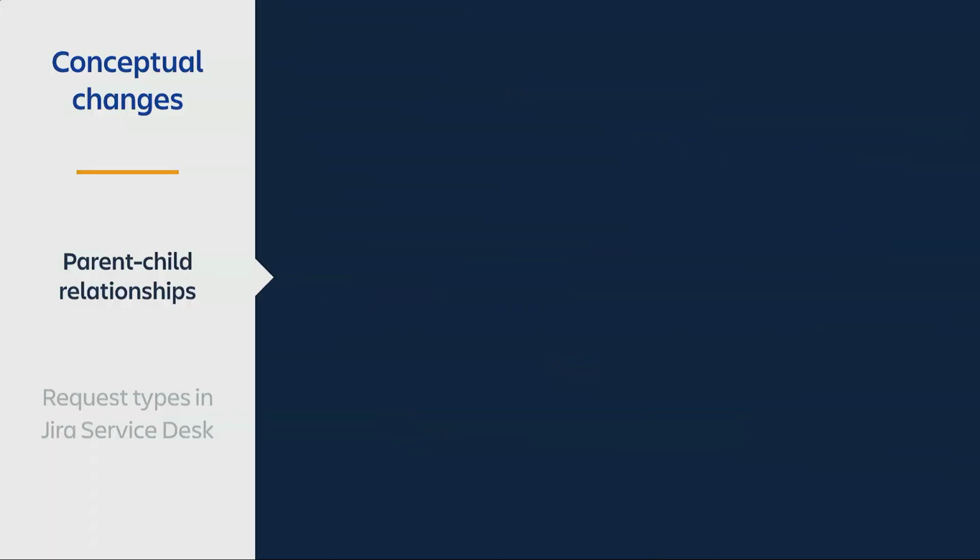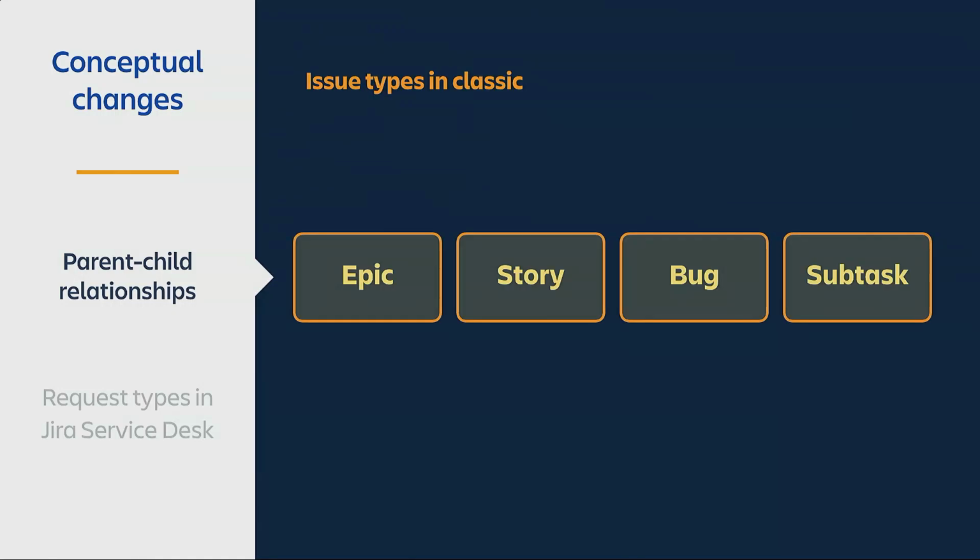So what are the conceptual changes we're actually making? First one is we're improving the structure of relationships between parents and children. What I'm really talking about here is epics, stories, subtasks, things like that. The issue type hierarchy that we have.